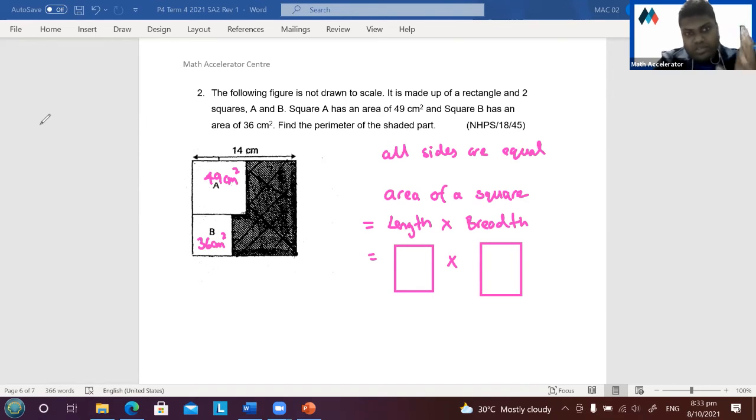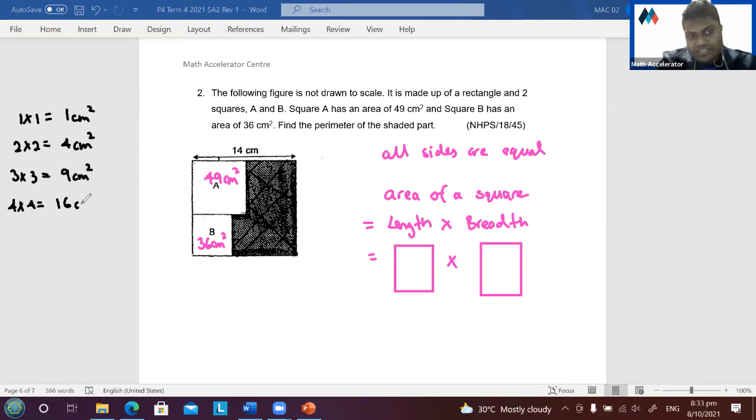Okay. So on your left-hand column, you're going to write this. 1 times 1 equals to 1 cm square. Write that down. Next one. 2 times 2 equals to 4 cm square. Next number. 3 times 3 equals to 9 cm square. In your exams also, at the column, do this. 4 times 4 equals to 16 cm square. Keep going till I say stop.